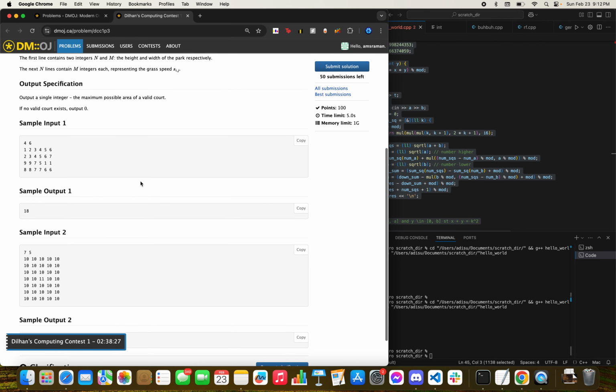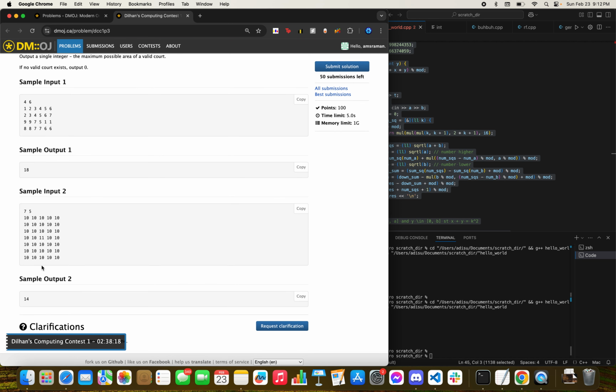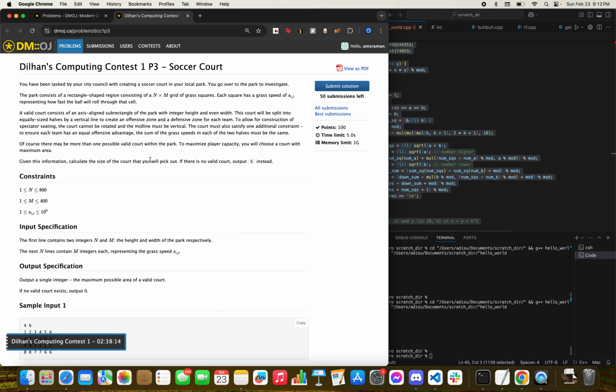Oh, I see. So it's like find two adjacent rectangles that have equal sum, and among those find the one where the area is maximized. Sure. Okay, even width, so you can always pick the whole thing. Okay, interesting. What are the ideas right now?